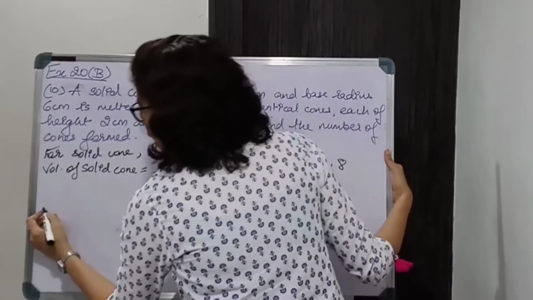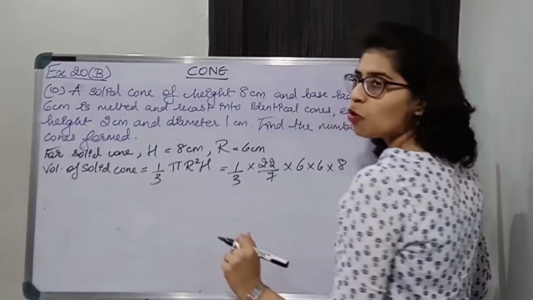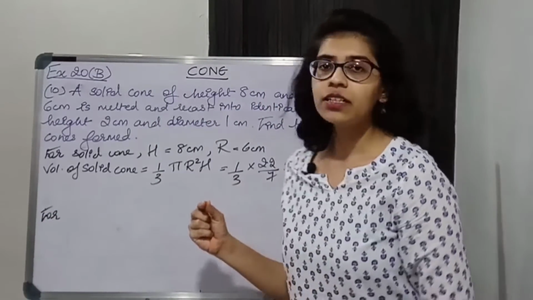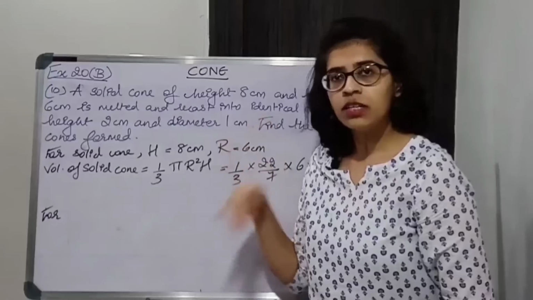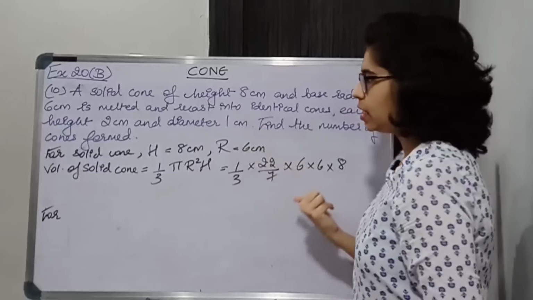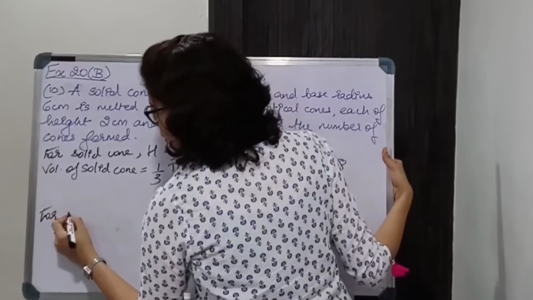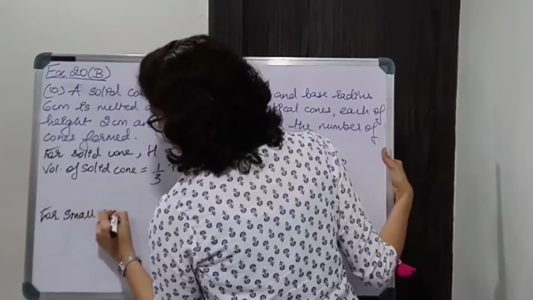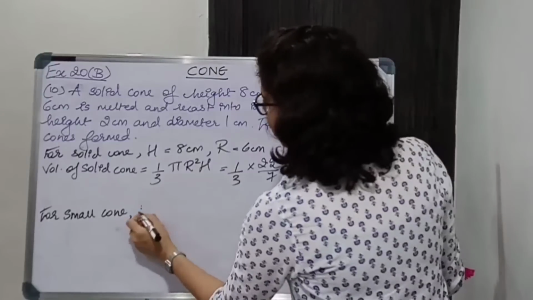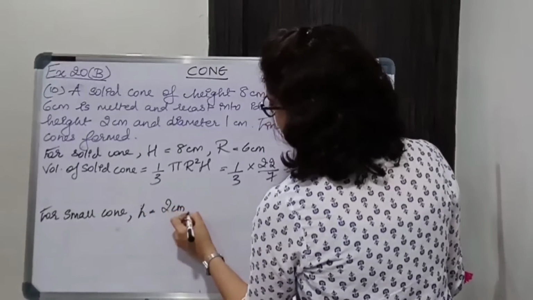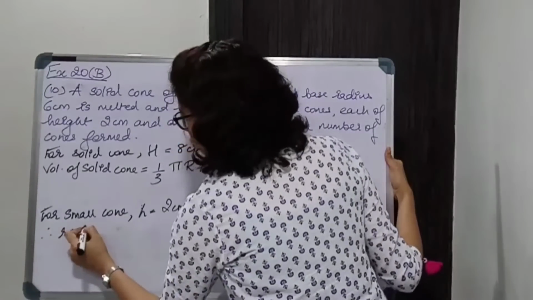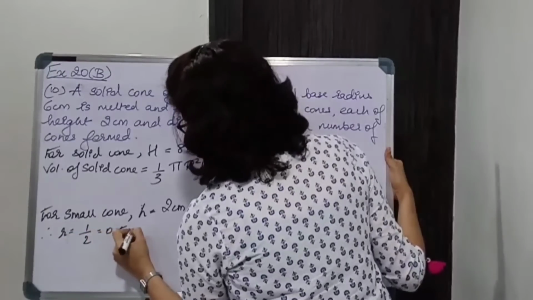And for the volume of the small cone, we'll write the details first. Same thing, first we have to write the statement. Let the height and radius of the small cone be small h and small r respectively, and diameter be small d. So for the small cone we are given height equal to 2 centimeter and diameter equal to 1 centimeter. Therefore r is equal to 1 by 2, that is 0.5 centimeter.